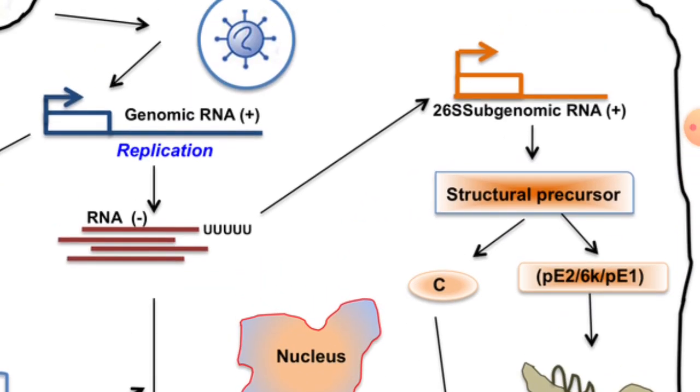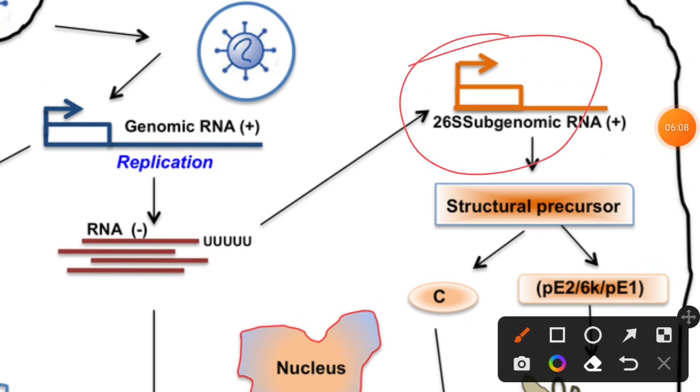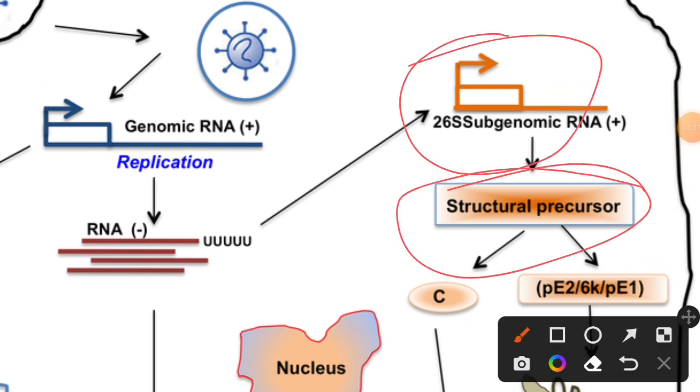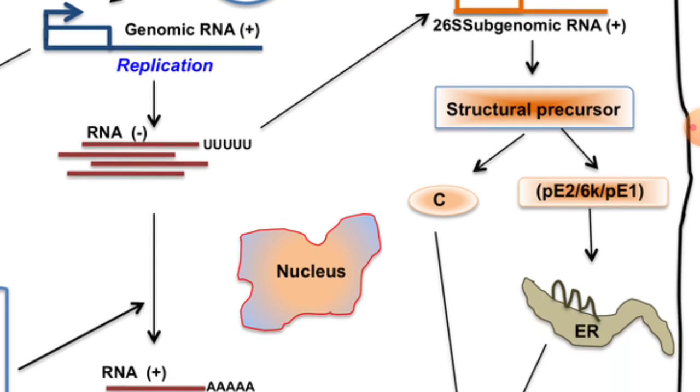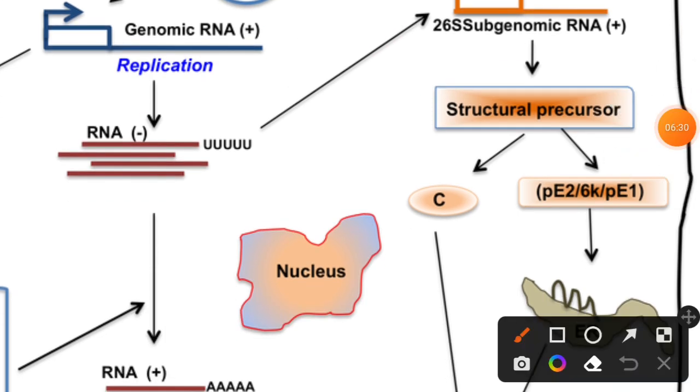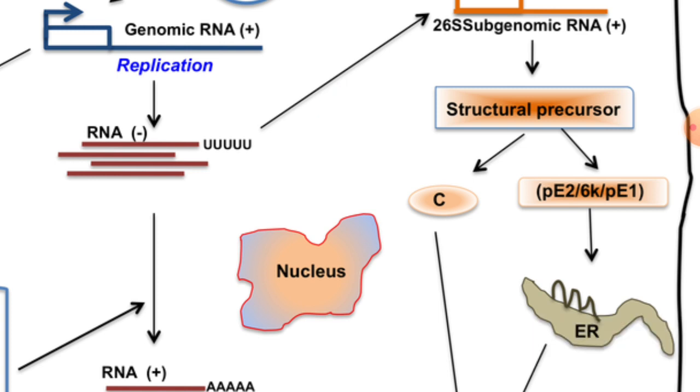The 26S positive sense subgenomic RNA will produce some structural precursors. Two types of protein: C protein, which will go to the formation of the capsid, and PE2, 6K and PE1 proteins. These PE2 and PE1 are the precursors of the proteins present on the surface of the virus, as I have told you. That means they are E2 and E1 protein formers.